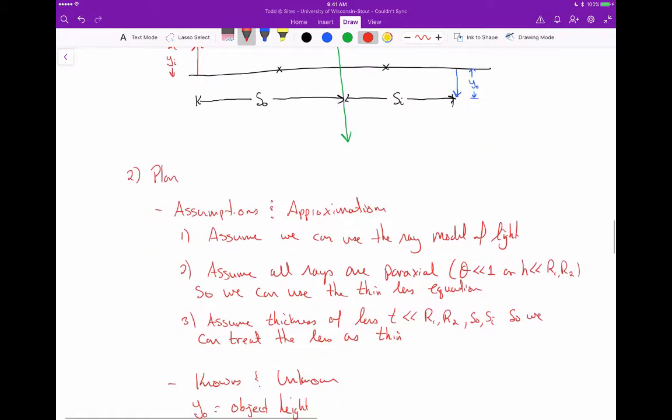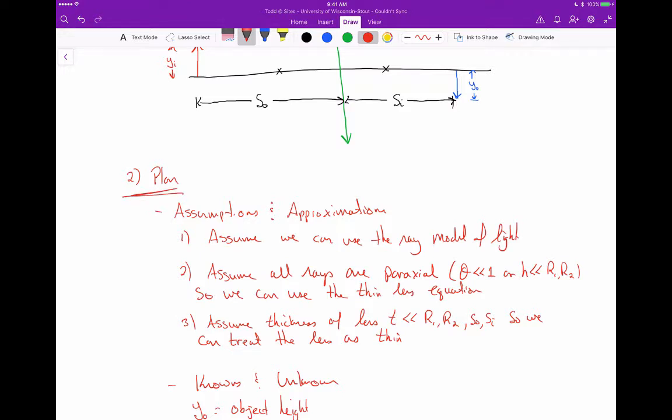And then for planning, I have 3 key assumptions I need to make. First off, we're using the ray model of light. Secondly, we need to stick to the paraxial approximation, where the angle that the light rays make relative to the optical axis is much, much less than 1. This allows us to use the thin lens equation. We're also going to assume the thickness of the lens is much, much smaller than any of the relevant distances involved in the problem. So again, we can stick with the thin lens equation.